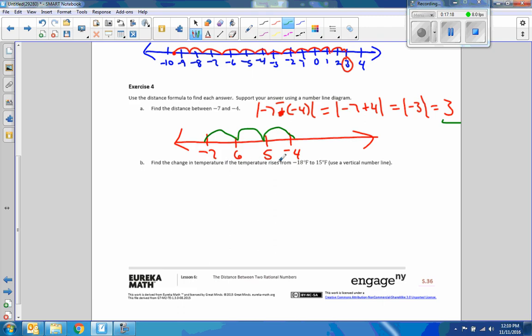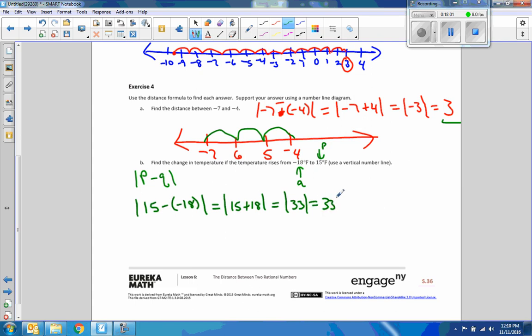B, find the change in temperature if the temperature rises from 18 below Fahrenheit to 15 above Fahrenheit. Use a vertical number line. Okay, so 15 is our positive number here. Let's call that P. Negative 18 is our negative number. Let's call that Q. And we take the absolute value of P minus Q. So I'm going to say the absolute value of 15 minus negative 18 equals the absolute value of 15 plus 18 equals the absolute value of 33, which equals a difference of 33.